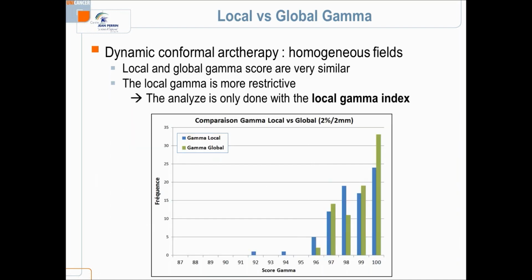So the first results. In this histogram, we can see the local gamma versus the global gamma. As dynamic conformal arc therapy fields are homogeneous, local and global gamma scores are very similar. The local gamma is more restrictive, so in the rest of the studies, the analysis is only done with the local gamma index.